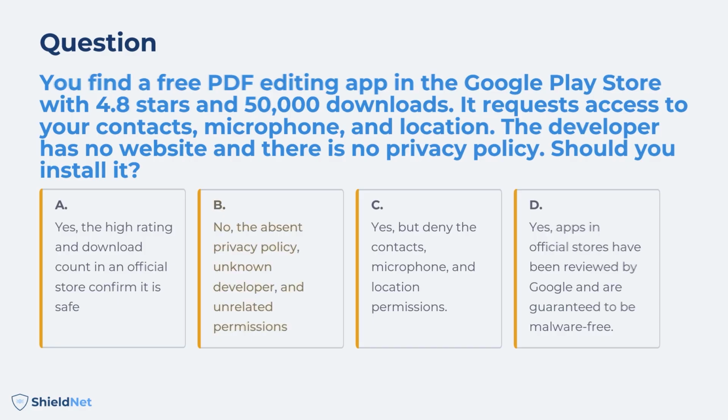The correct answer is B. The 6-question evaluation framework catches this immediately. Who made it? Unknown developer. No web presence. What permissions? Contacts, microphone, and location for a PDF editor. None of these have any connection to PDF editing. Does it have a privacy policy? No. These 3 red flags together make this app unacceptable regardless of its star rating. Ratings can be purchased. The fundamental question is, why does a PDF editor need your contacts and microphone? There is no good answer.